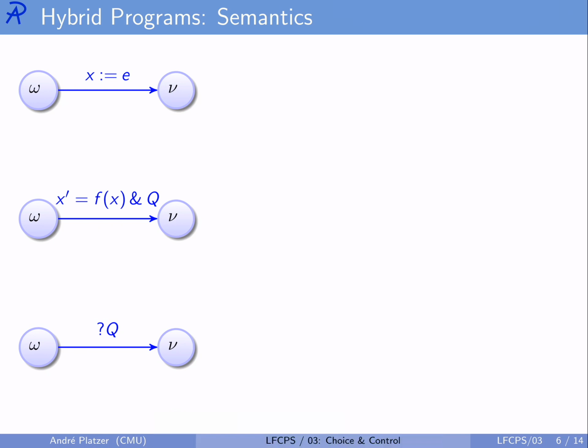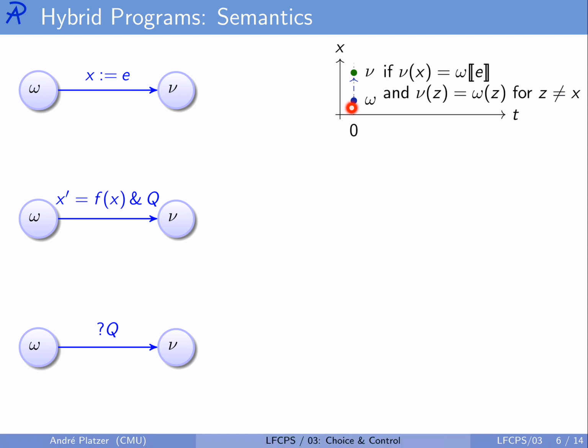For the case of assignment, there's actually only exactly one output for every input, because the assignment, that's a deterministic function. It will change the old state omega to the new state nu in no time passing, where the old states and the new states only differ such that the value of the x variable in the new state is identical to the value that the right-hand side term has in the old state. And all the other variables, z, that are not x, are of course not supposed to change when we assign a new value to x.